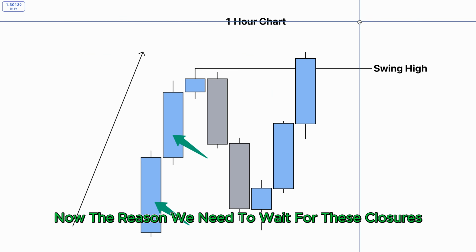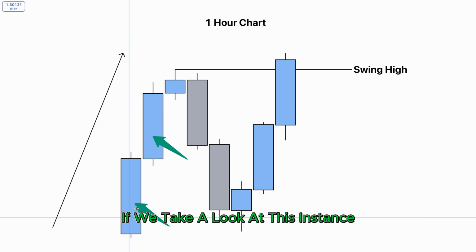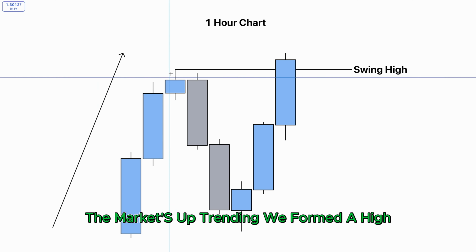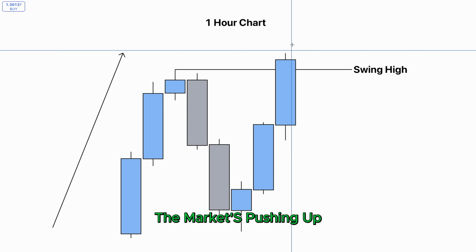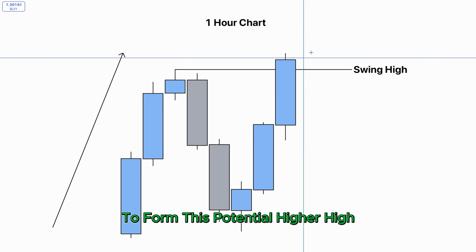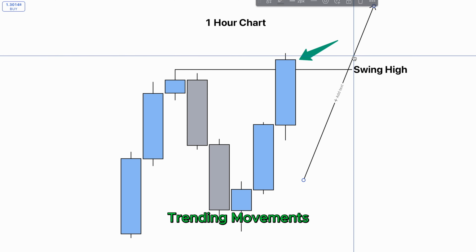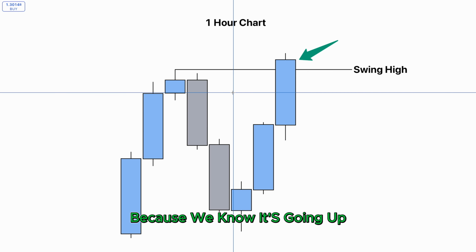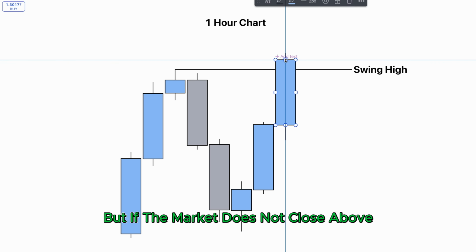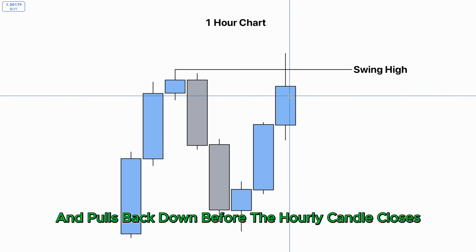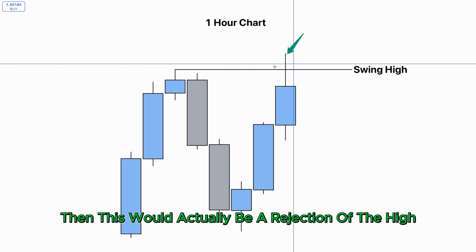Now, the reason we need to wait for these closures is because until a candle closes, it can reverse on itself. Now, if we take a look at this instance, we're in an uptrend in this example. The market's uptrending, we formed a high. The market then came down, formed a higher low. Now the market's pushing up to form this potential higher high. If the market was able to close over this swing high, that would open doors to continued uptrending movements, meaning we could continue buying this market because we know it's going up because it's continuing to make new higher highs. But if the market does not close above, and instead the market does this and pulls back down before that hourly candle closes, if it closed down here, then this would actually be a rejection of the high.